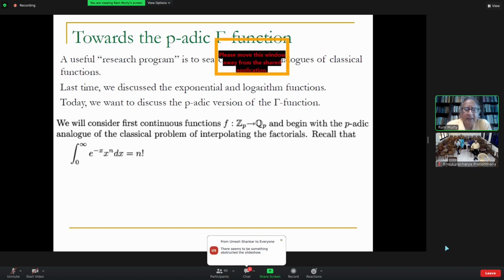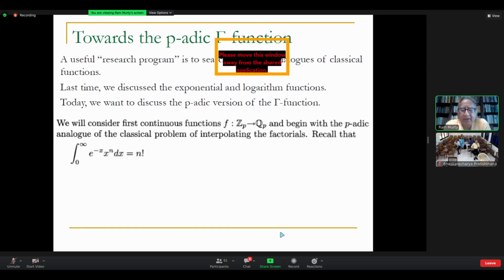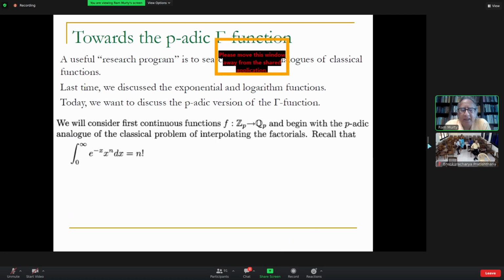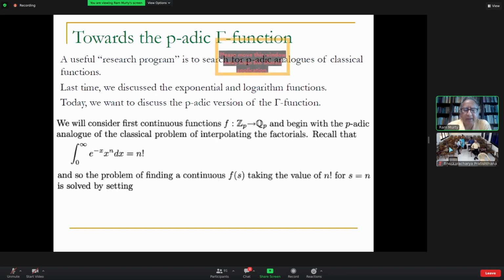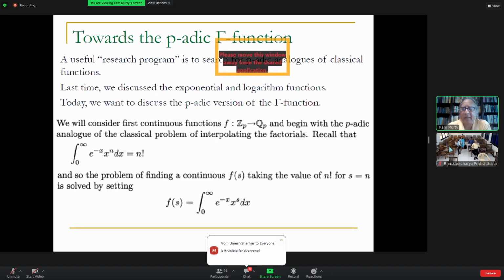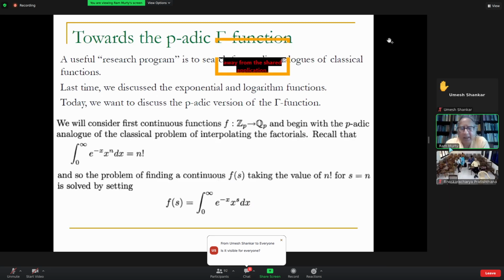You'll remember that Euler first observed that the integral from 0 to infinity of e to the minus x times x to the n dx is n factorial, and the left-hand side makes sense if you replace n with the complex variable s. And this observation led Euler to construct his gamma function, which is defined as the integral from 0 to infinity of e to the minus x times x to the s dx.